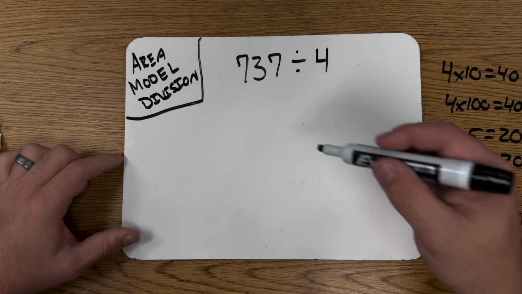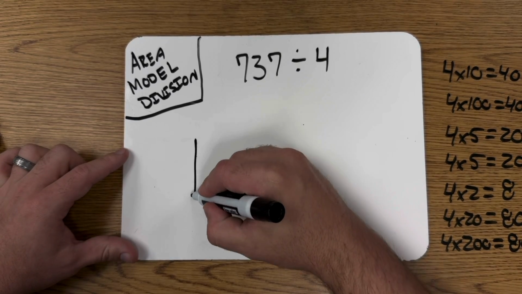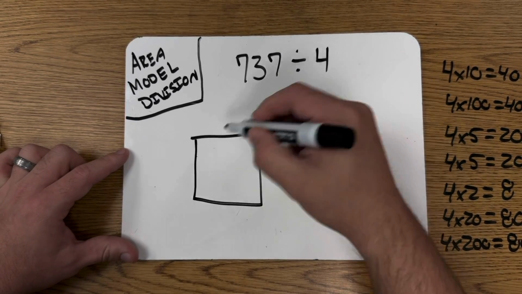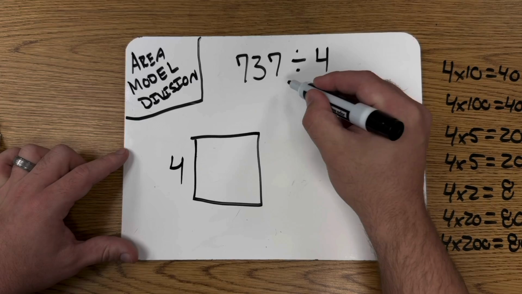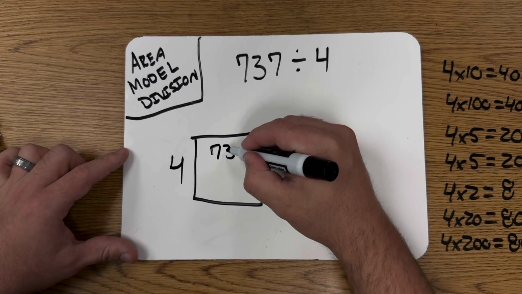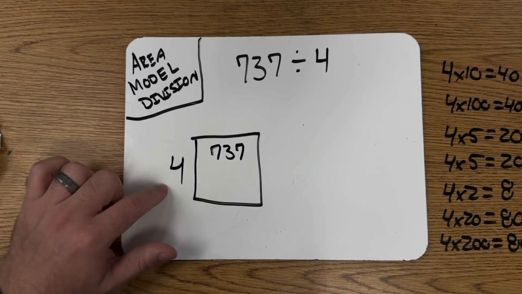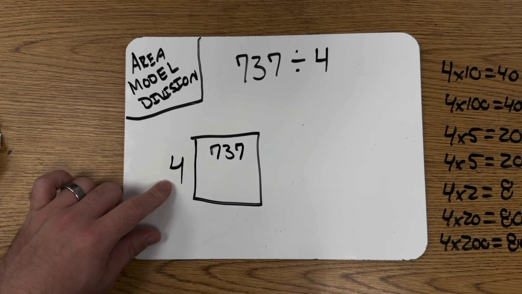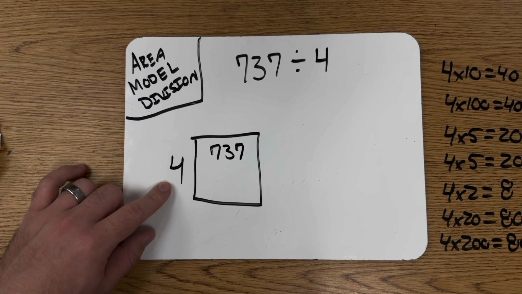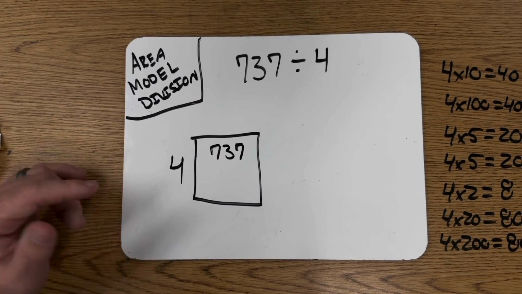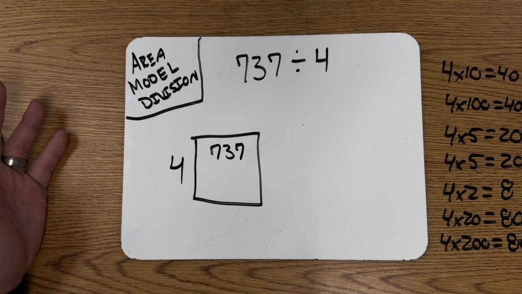So what we can do is go ahead, just like we did before, and set up. We're going to draw ourselves a nice little box. We're going to bring our divisor down, and we're going to write our dividend inside, 737. And I need to look at my 4, and I need to ask myself, how do I get the closest that I can to this by multiplying? And I think 100 is a very easy way for us to get there.